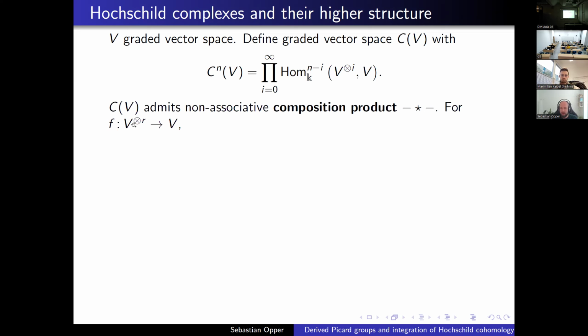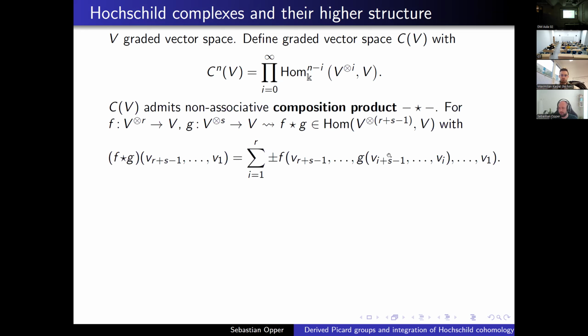So if I give you a function with R inputs and a function with S inputs, then the composition product will have R plus S minus 1 inputs. And how is it defined? Well, if I give you two functions, what can I do? I can plug the output of G as one of the inputs of F. And this is what I do, and to not discriminate, I just sum over all the possibilities for the entry, and then I take an appropriate sign, which I'm not going to go into. But this is all what the definition encompasses. The signs, though, are important. Yeah, you can explain them.